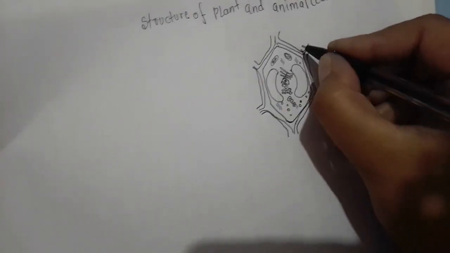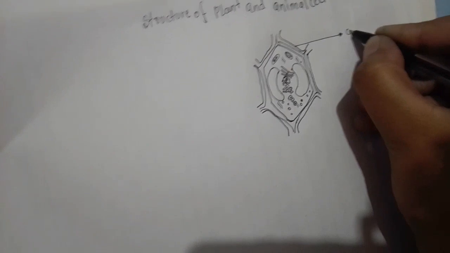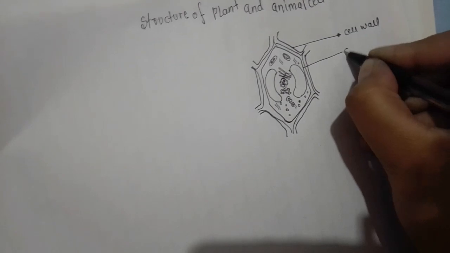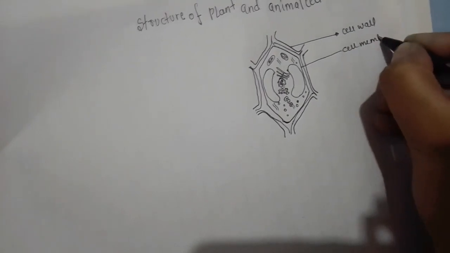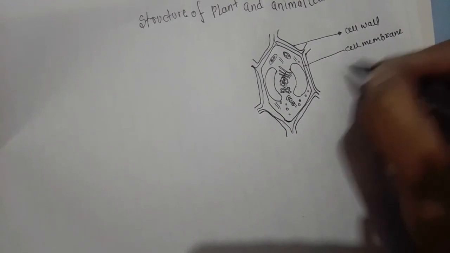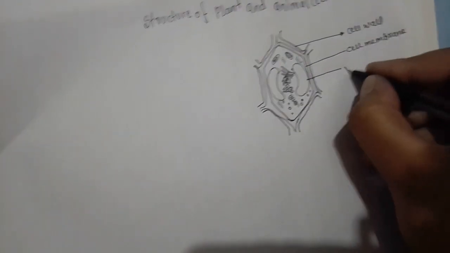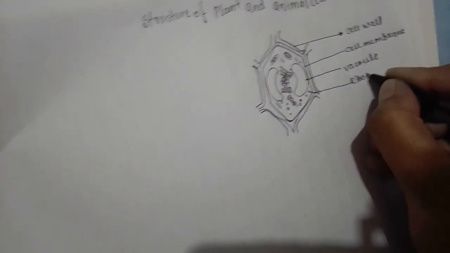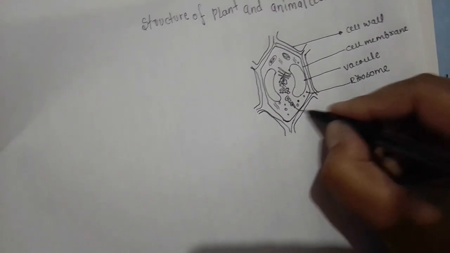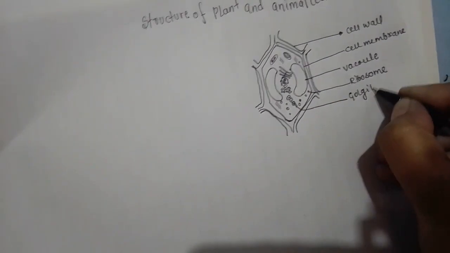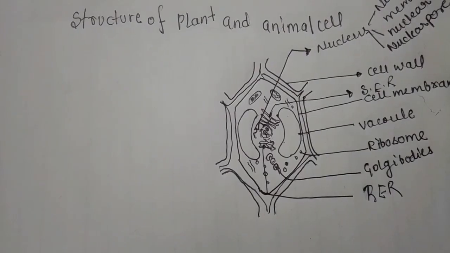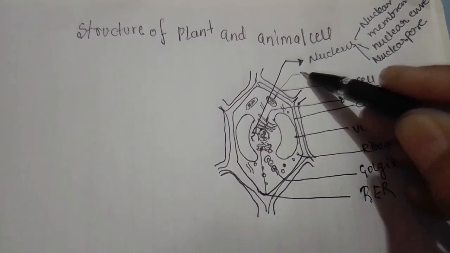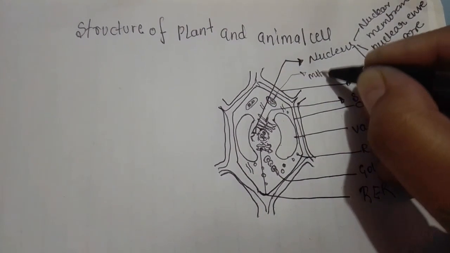Let me label it. That is the cell wall. Next is the cell membrane, or we can say the plasma membrane. That is your vacuole. That is the ribosome. This one is the Golgi bodies, that is the mitochondria. So here you can see this structure is nothing but mitochondria.